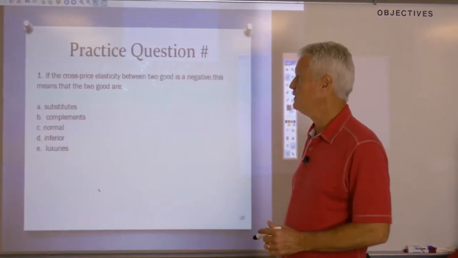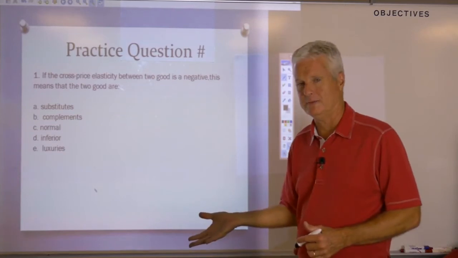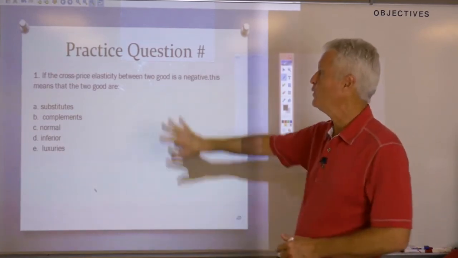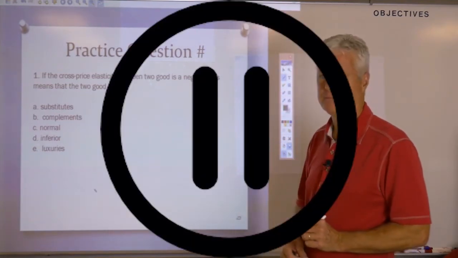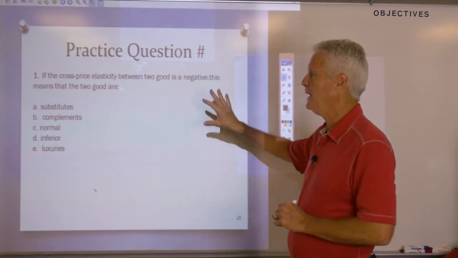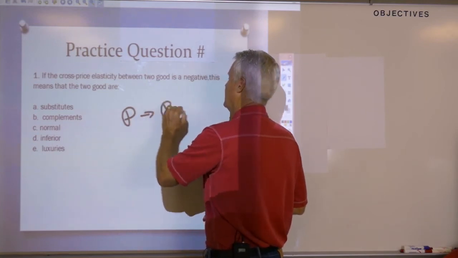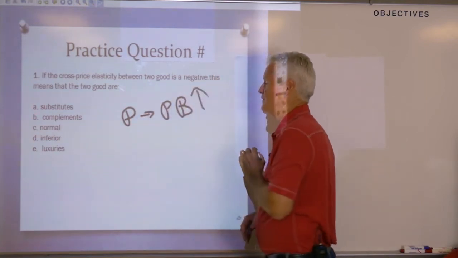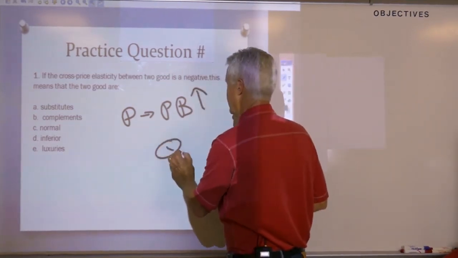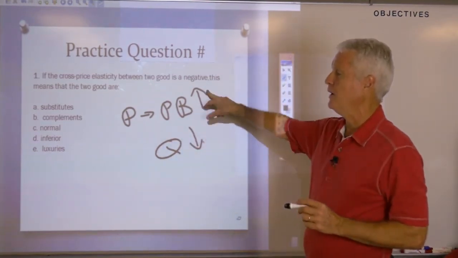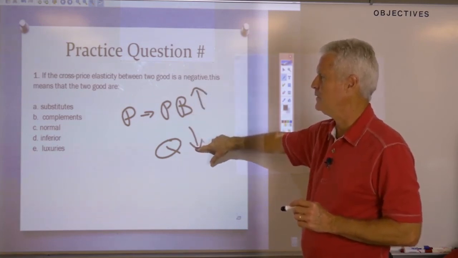Okay, so we've got one or two questions left. Cross price elasticity between two goods is negative, means the two goods are what? Okay, so think about that. Cross price elasticity, two goods. Pause the video. And we're back. Okay, so good A, price of peanut butter increases. What happens to the quantity of jelly? We buy less jelly, right? What are those two goods? So this is going to be negative. One increases, the other one decreases.